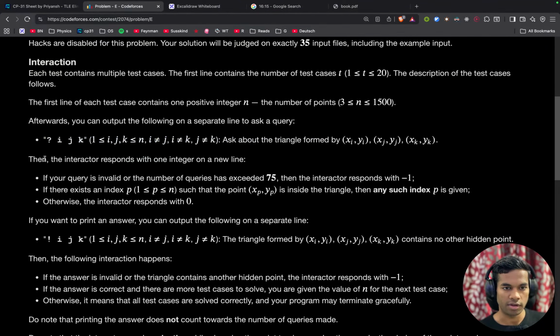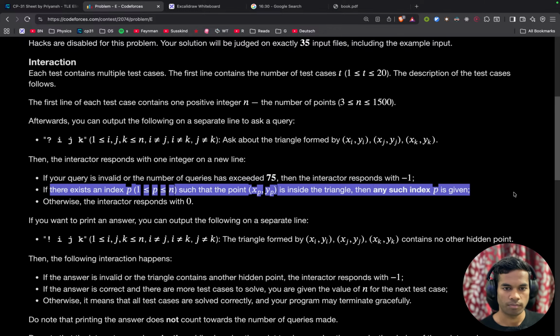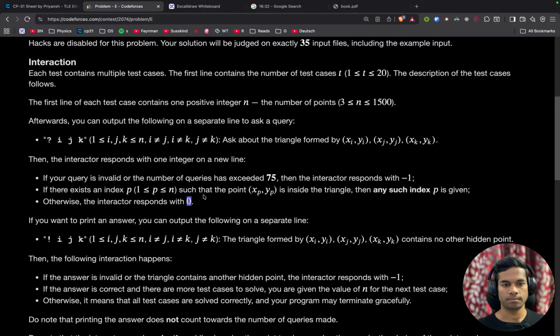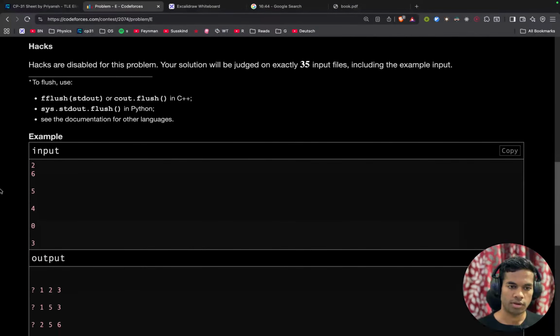Interaction: i, j, k, then the judge gives us a new integer, -1 or index p, otherwise 0. i, j, k.